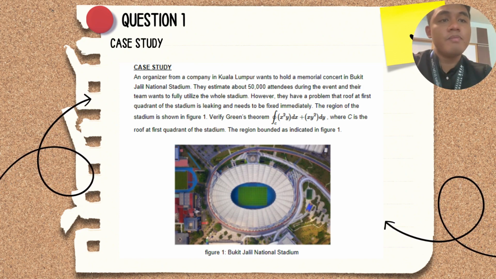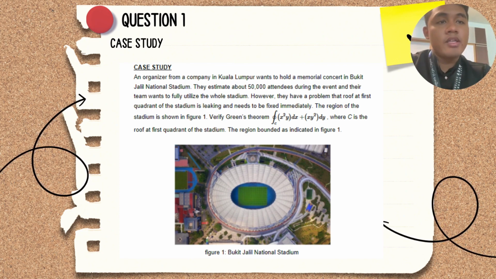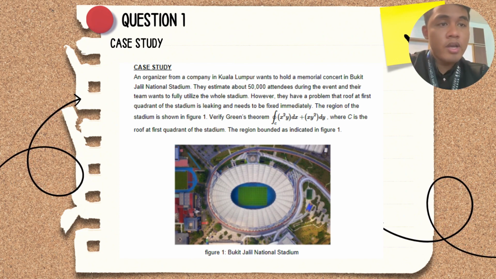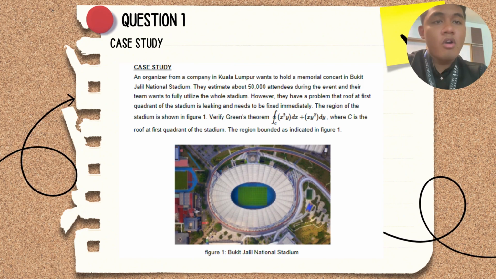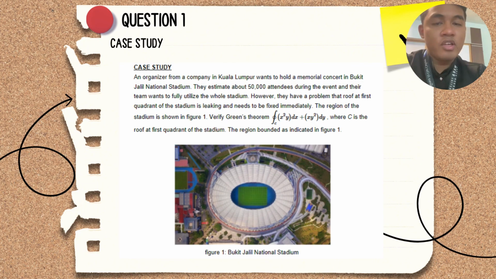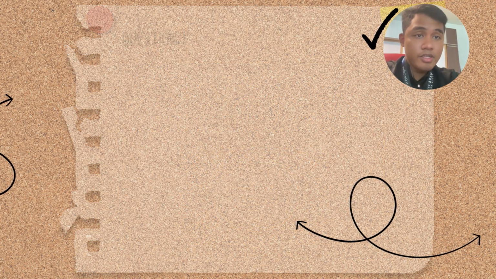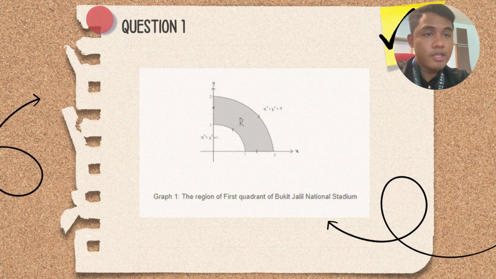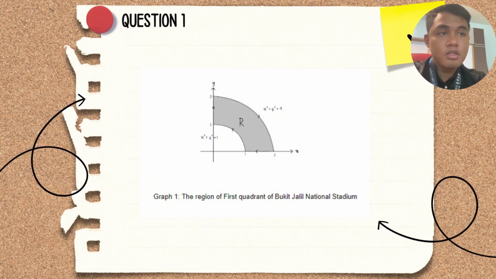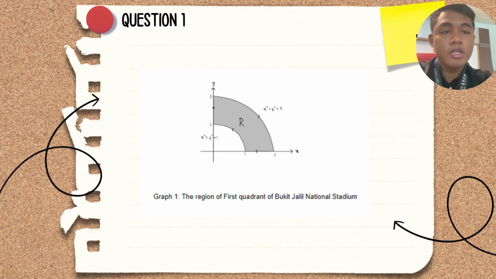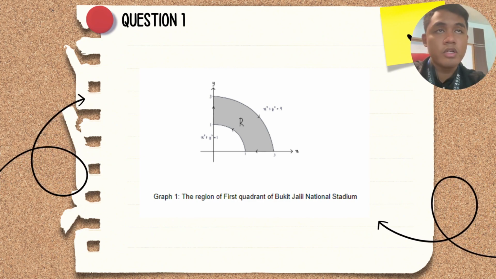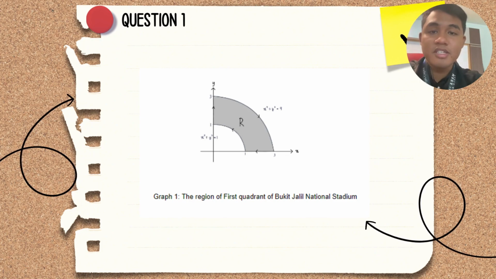Verify Green's theorem for x squared y dx plus x y squared dy, where C is the roof at the first quadrant of the stadium, the region bounded as indicated in figure 1. Roughly we draw, and this is the first quadrant of the roof at National Stadium Kejalil.